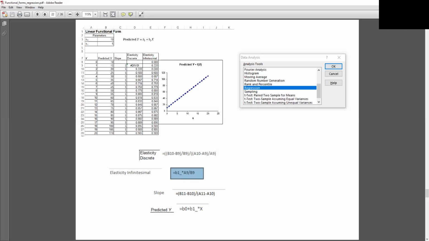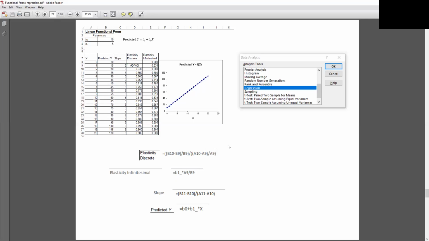elasticity infinitesimal. What we are doing here is using the slope value. So whatever slope value you get, you multiply it by x by y, as you can see in the formula given over here. You have to estimate this for all the points in x, for all the observations. Then you can easily draw this SRL, the sample regression line, by plotting x and the predicted y value. You'll be getting it.